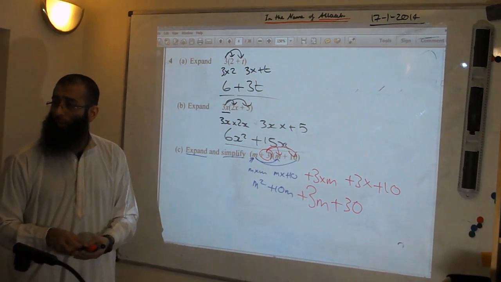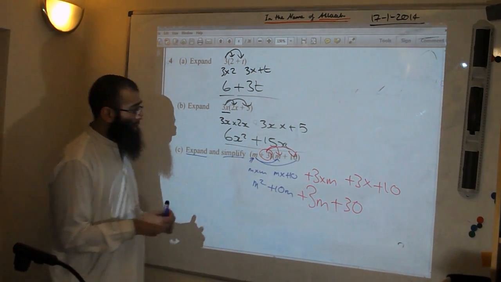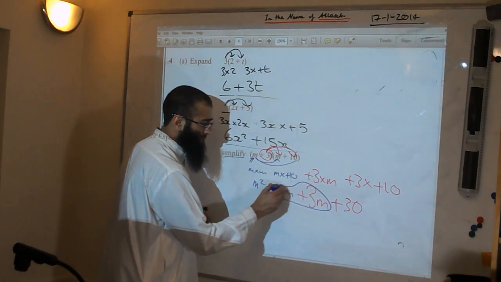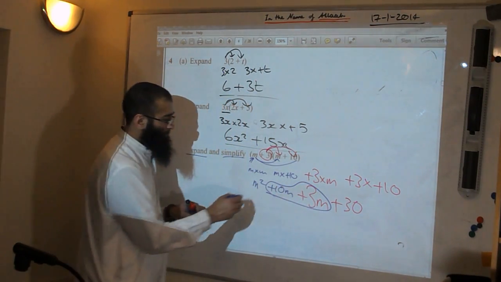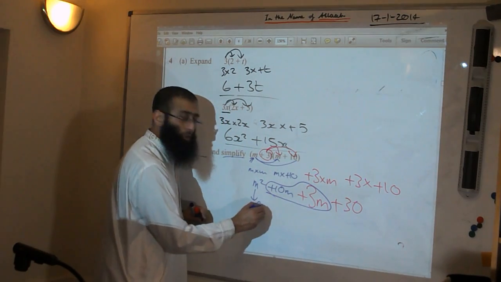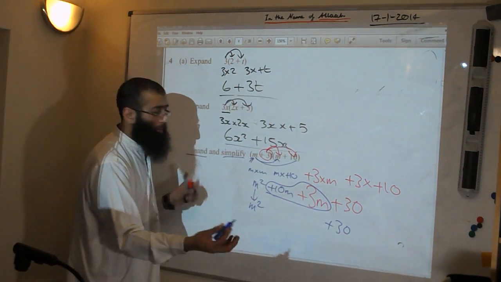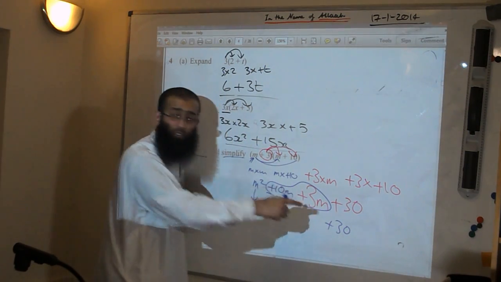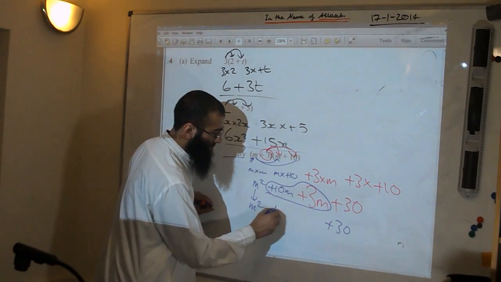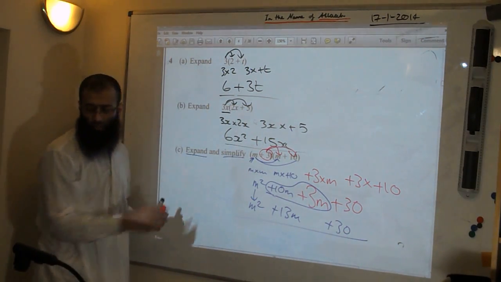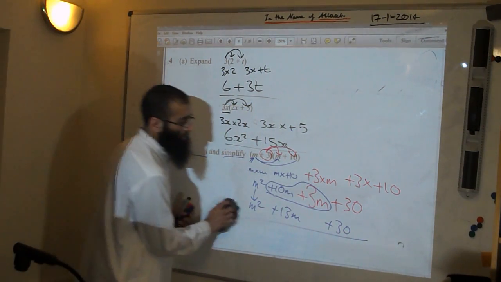Now, we move on to the next part. Mr. Umar at the back. Young man, we need to simplify it. M squared doesn't simplify because there's no other m squared term. Plus 30 doesn't simplify because there's no other number. So plus 10m and plus 3m gives us plus 13m. Excellent. Was there any problem with these questions? No. Basic algebra, folks. That's good.